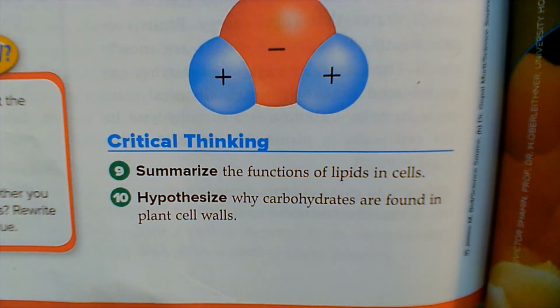Number 9, summarize the functions of lipids in cells. The lipids provide protective barriers around cells, and they play roles in energy storage and cell communication. And number 10, hypothesize why carbohydrates are found in plant cell walls. Carbohydrates are found in plant cell walls because they provide structural support.